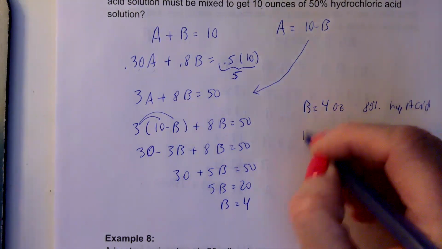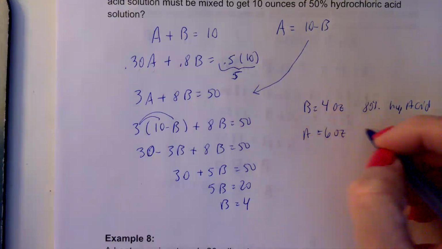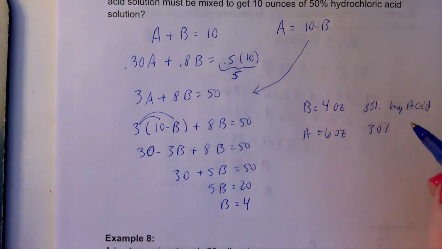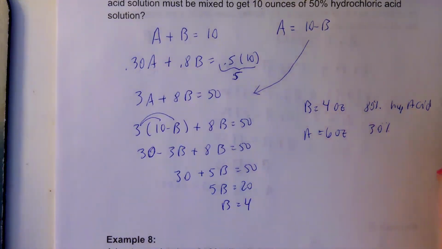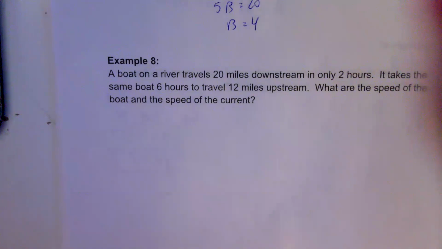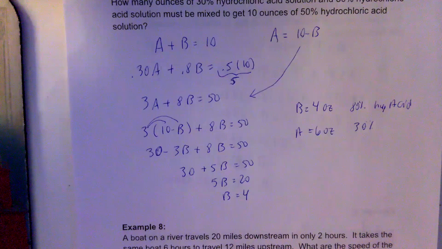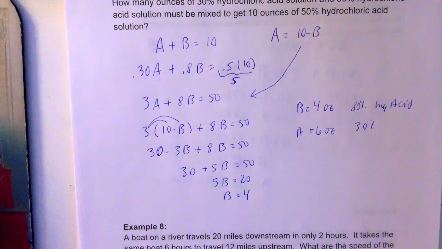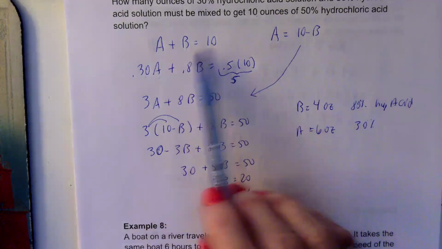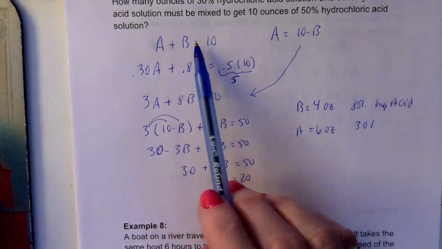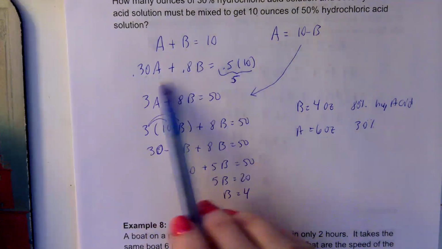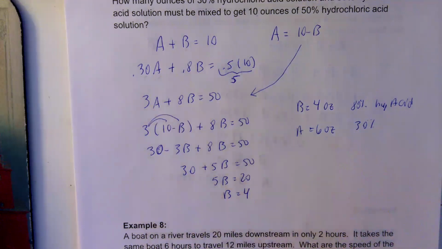And so that means we're going to have 6 ounces of the 30%. So a little bit more of the 30% than the 80%. So we only want it to be 50. So on these, I definitely like to use substitution just because it's quick and easy to say A equals 10 minus B and then substitute in and then multiply by a 10 or 100 to get rid of my decimal.